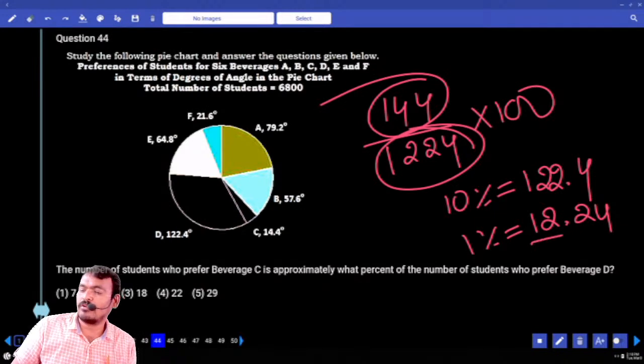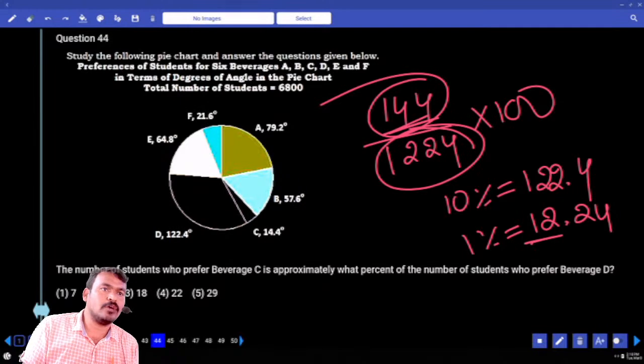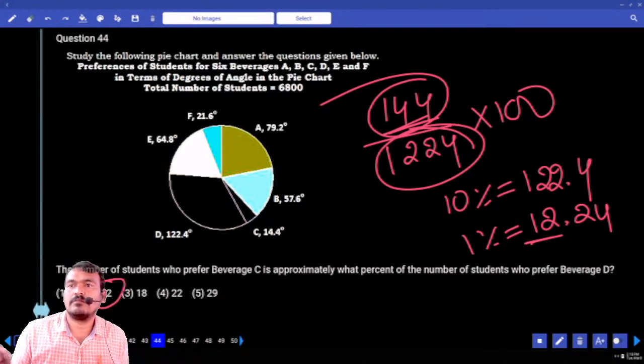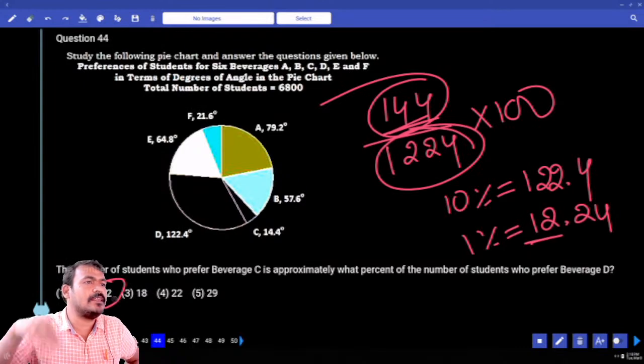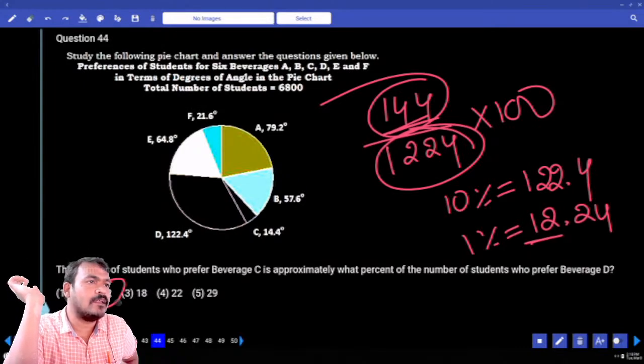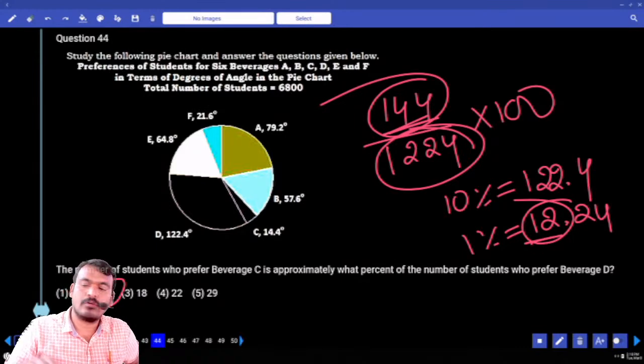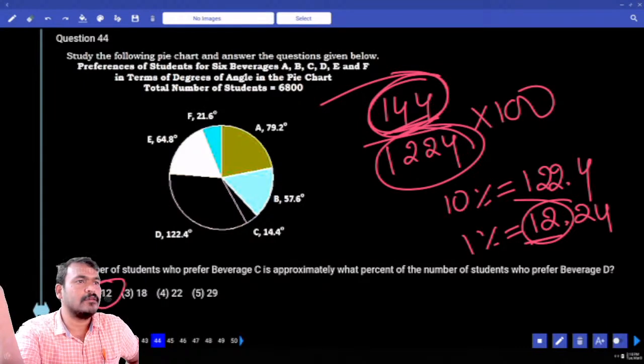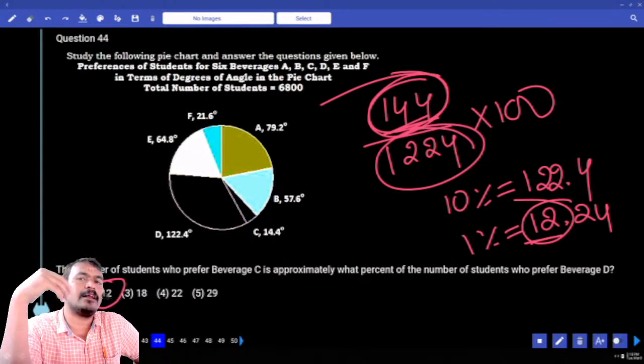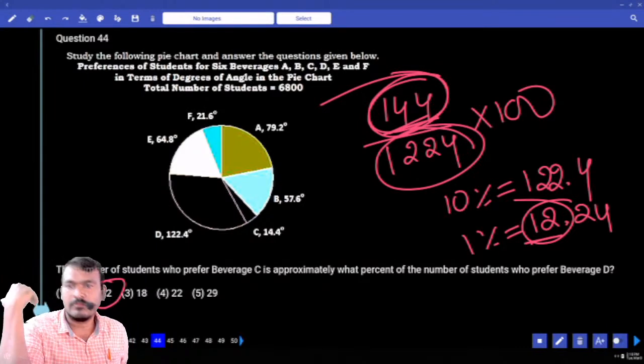144. Compared to 12, 144 is almost how many times? 12 times or not? Then percentage also 12 times or not? What is the nearby value? 12% or not? More than 10% or less than 10%? More than 10%. What is the 1% value? 12.24. What is the numerator? 144. Almost how many times? 12 times or not? Then percentage also nearby 12 times value or not?